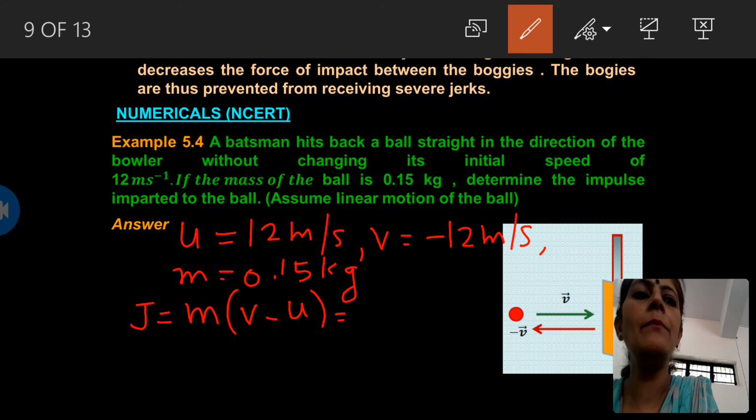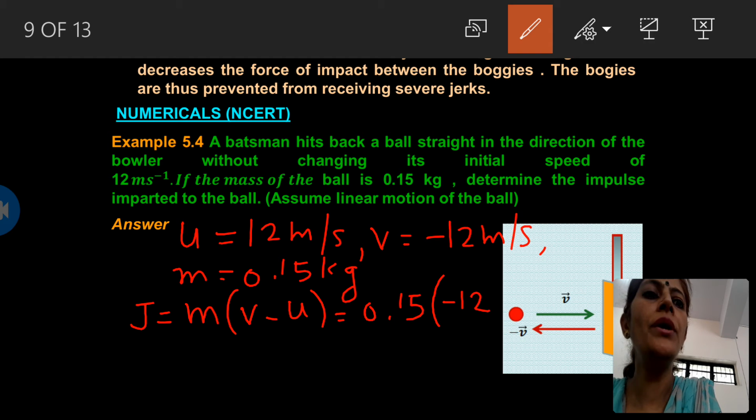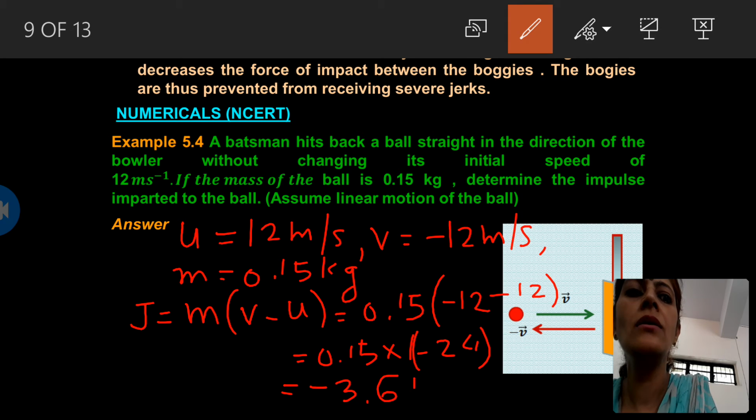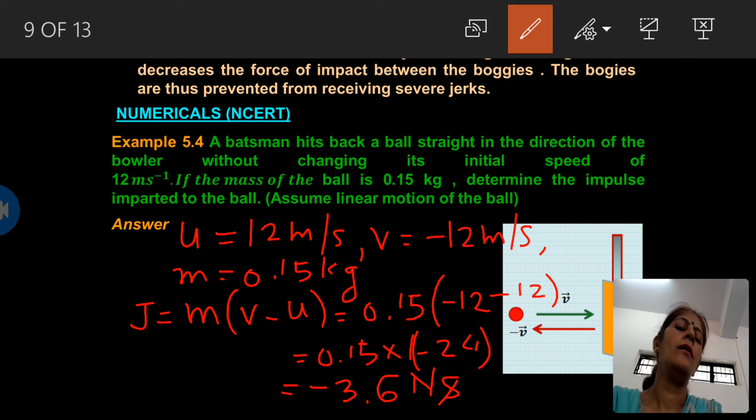So what is m here? It is 0.15, and v here is minus 12, u here is 12. So it is 0.15 multiplied by minus 24, and this comes out to be minus 3.6 Newton second. Minus sign here indicates that it is in the opposite direction of the motion in which it was initially moving.